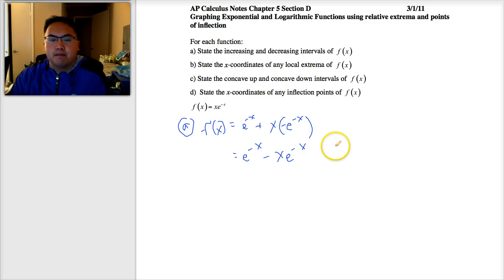Like so. Okay? And since I want to know where it's increasing and decreasing, I'm going to set this equal to 0, because where it's increasing and decreasing and where the local extrema are, it's when the first derivative is equal to 0. So just a bit of a review. Hopefully you remember what to do from here, but I'm going to factor. They both have an e to the negative x, so I'll factor that out. If I factor it out, I'm left with a 1 minus, and this is left with an x right here.